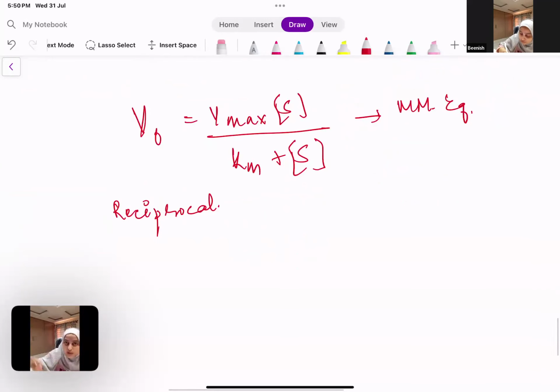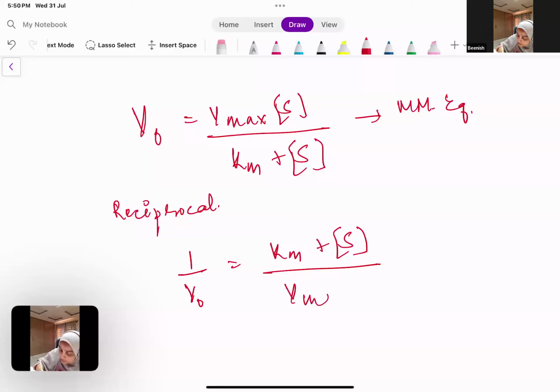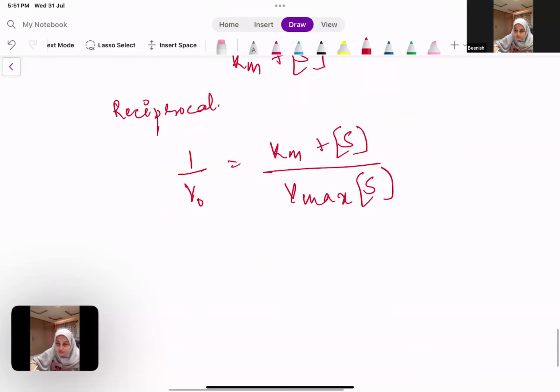That is, you invert it. So V naught will become 1 upon V naught, and the denominator will go in the numerator and the numerator will go in the denominator. Very simple maths. We've just reversed it, taking the reciprocal. That is what we say.